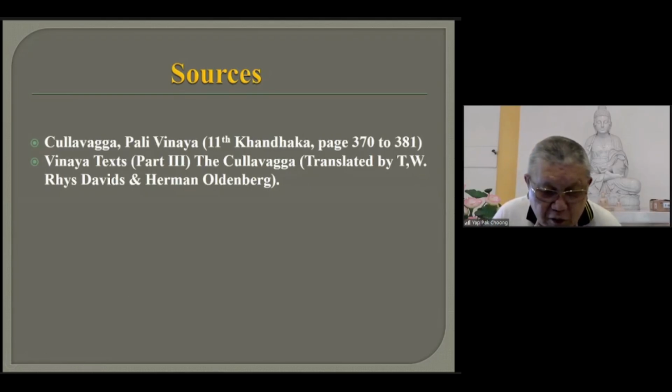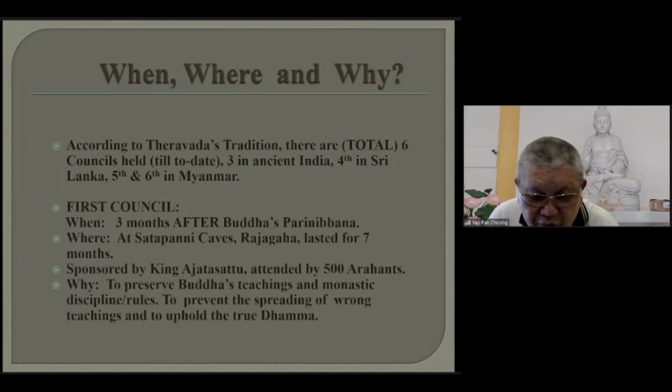Again, we have to refer back to the Chulavagga, the second or third book of the Pali Vinaya. Just now it was the Bhikkhuni order, chapter 10. Now, chapter 11, Khandaka. If you have the book by Hermann Oldenberg or Thomas Rhys Davids, you turn to pages 370 to 381. I encourage you to refer to the original text if possible.